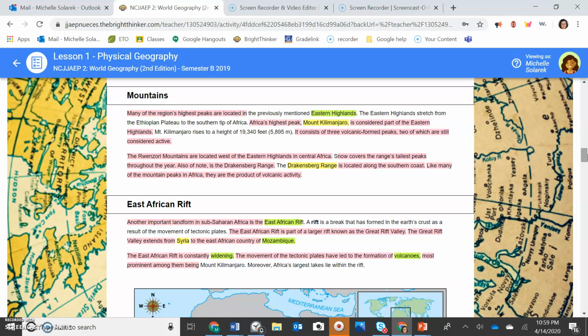The Rwanda Mountains are located west of eastern highlands in Central Africa. Snow covers the range's tallest peaks throughout the year. Also of note, the Drakensberg Range. The Drakensberg Range is located along the southern coast. Like many of the mountain peaks in Africa, they are the product of volcanic activity. So these mountain peaks are coming from volcanoes.